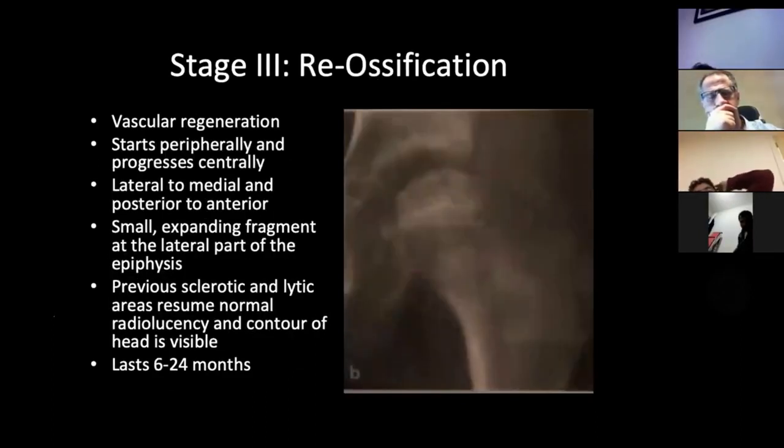Stage 3 is where you're getting vascular degeneration, right? It starts initially peripherally and it progresses centrally. So it goes posterior to anterior and lateral to medial, right? So what you're seeing is the sclerotic area is being resolved, and you're starting to see a little bit more of the femoral head. And again, this lasts about 6 to 24 months.